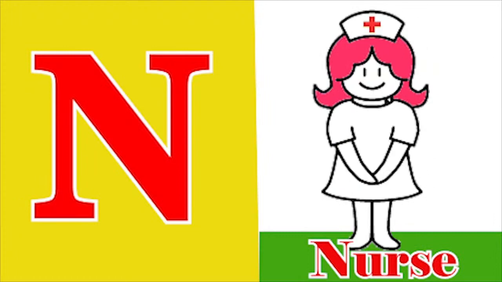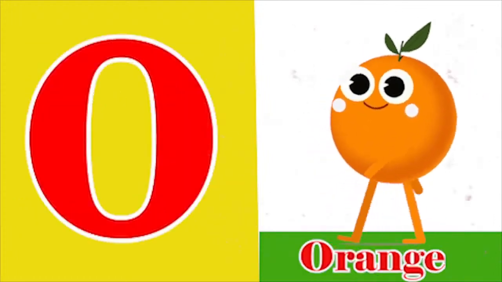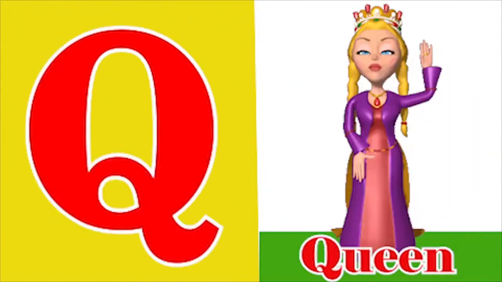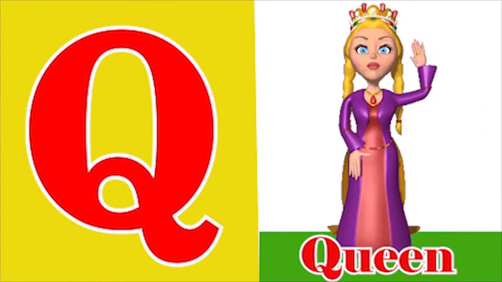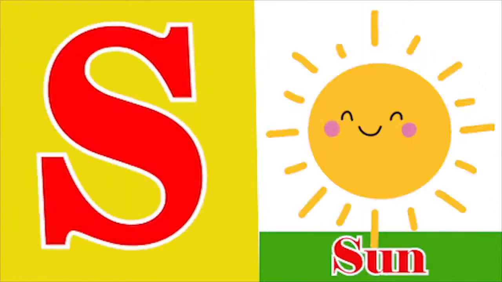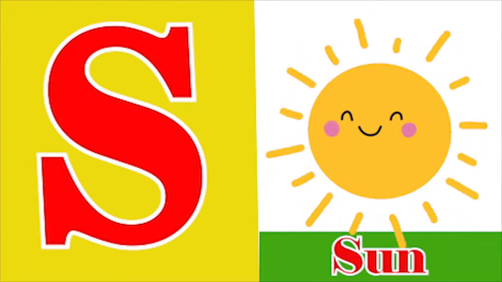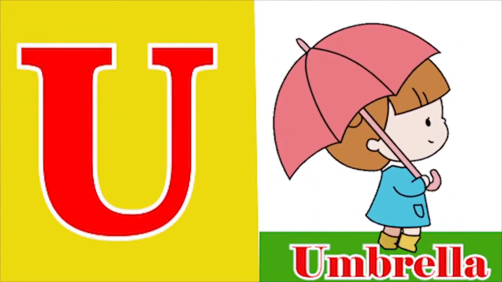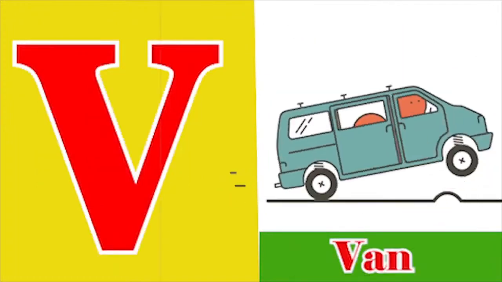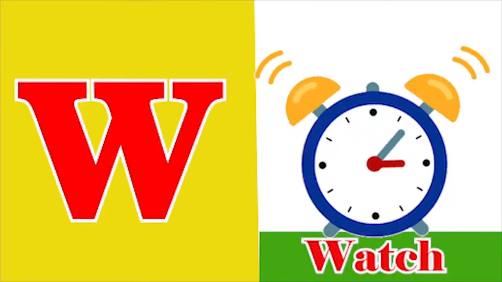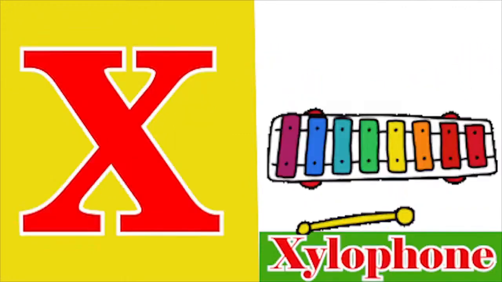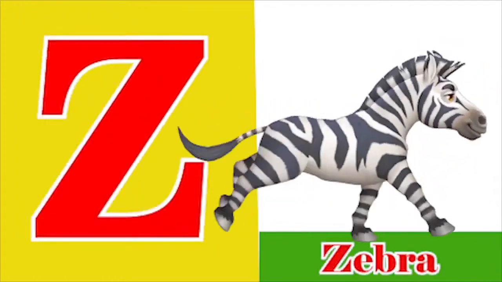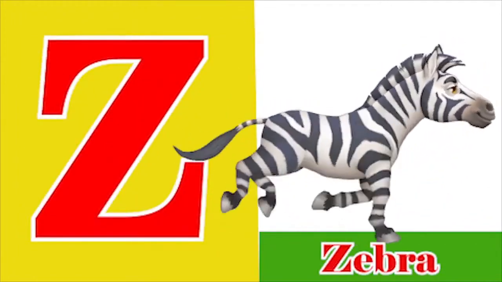For nurse, O for orange, peacock, peacock. Q for queen, R for robot, S for sun, T for telephone, U for umbrella, V for van, W for watch, X for xylophone, Y for yak, Z for zebra.